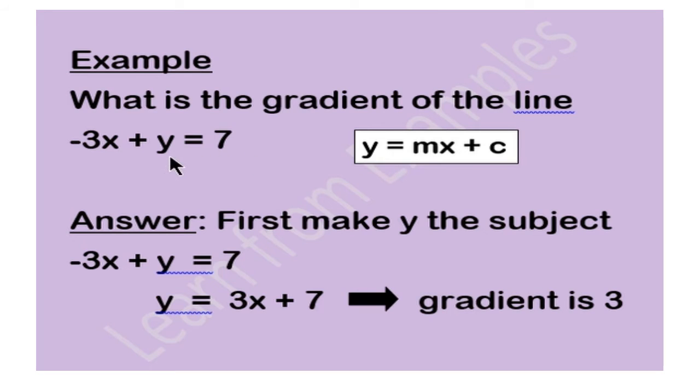So in this case, y is not the subject. So the first thing we will do is make y the subject by shifting this negative 3x term to the right. After shifting the negative 3x term to the right, we get y as the subject, and y is equal to 3x plus 7. Now the coefficient of x is 3, so 3 is the gradient of this equation.